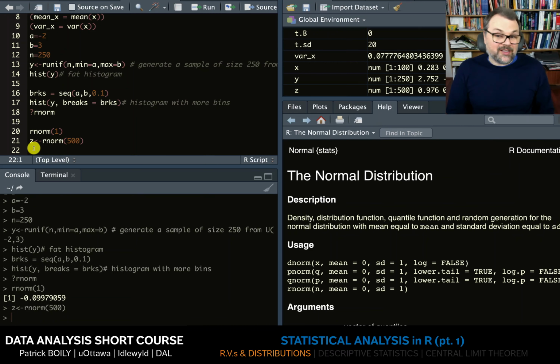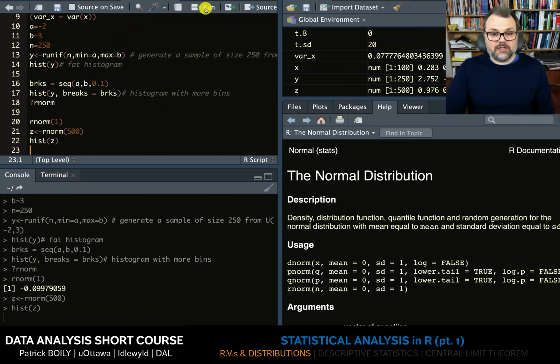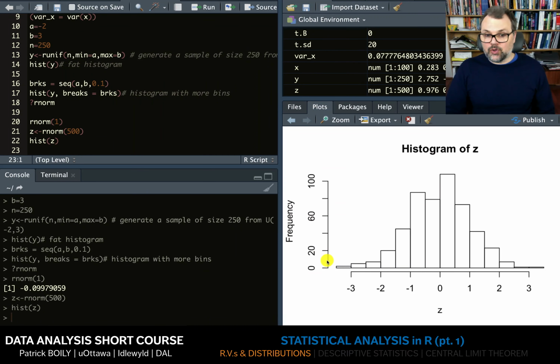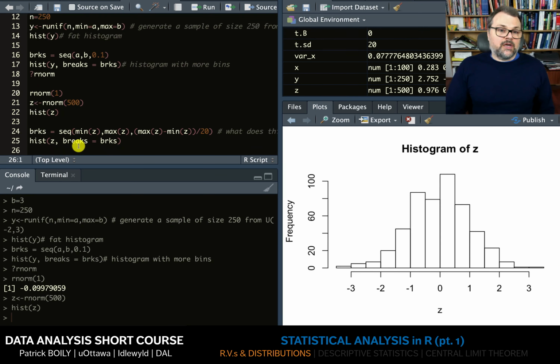I don't really want to display 500 random numbers. That is not super useful to see, but if you plot the histogram, you will see something that looks like a normal distribution. Some movement, some noise, but it certainly has most of its weight around 0 and then tails that decrease. You can change the number of bins. In this piece of code, for instance, I am creating 20 bins between the minimum value in my sample and the maximum value in my sample.